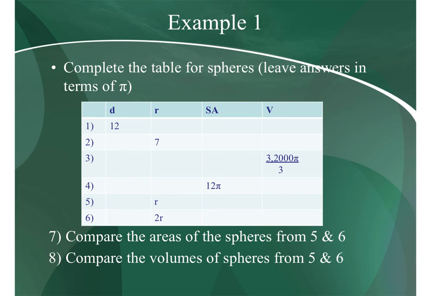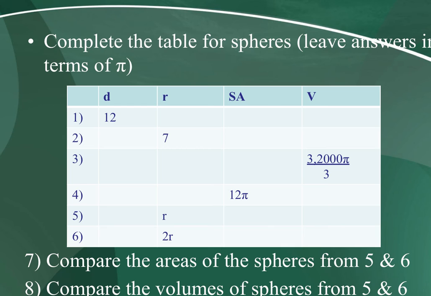All right. So complete the table for spheres. Leave your answers in terms of pi, okay? So the first one, it says the diameter is 12. What would the radius be? 6, okay? If we know that the radius is 6, what would the surface area be, okay?